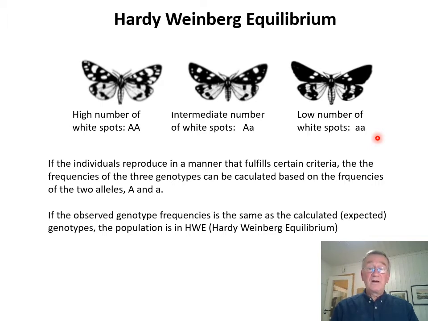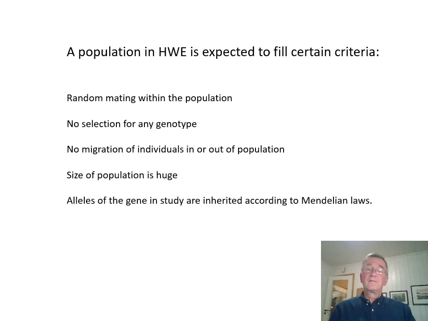And if they are reproducing in this manner, and the expected frequencies based on the allele frequencies are equal to the observed genotype frequencies, then we will conclude that the population is in Hardy-Weinberg equilibrium.